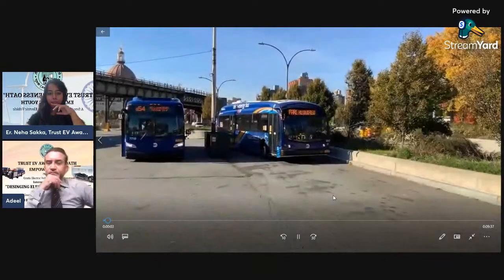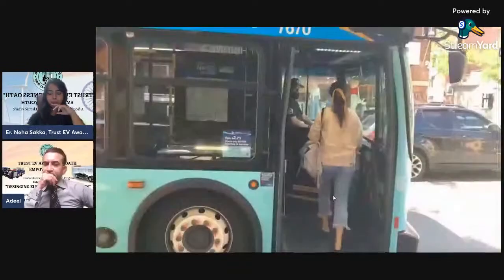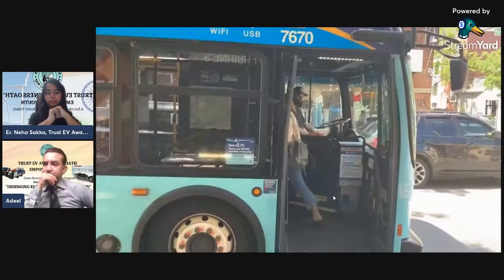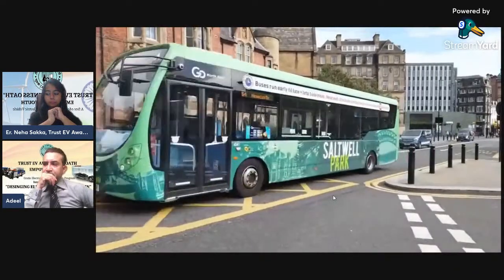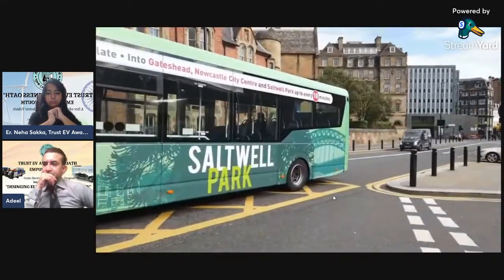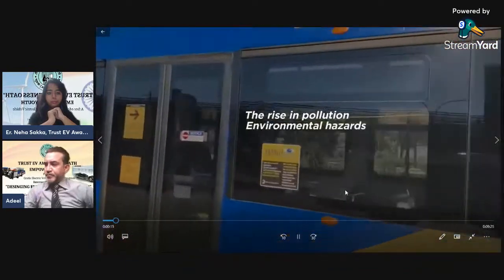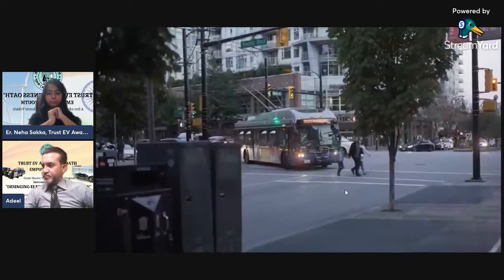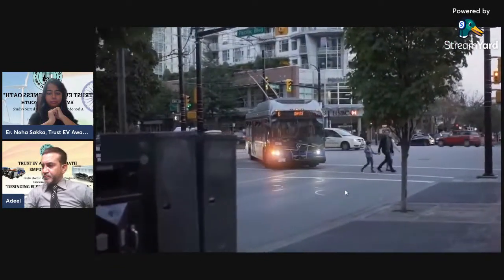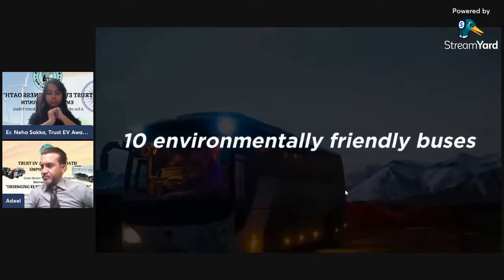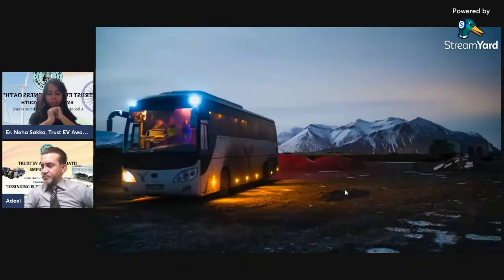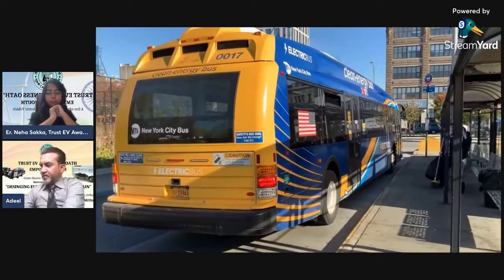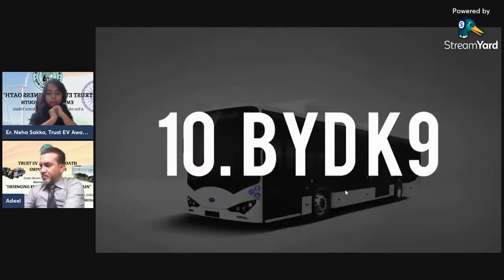Electric buses. Electric bus deployment represents a major trend in the international landscape of urban public transportation. Many companies are now focusing on electrification of their mass transit solutions, and several factors such as the rise in pollution and environmental hazards, stringent government regulations, and stiff competition have compelled several automakers to make environment-friendly buses. Here is a list of the top 10 environmentally friendly buses. You wouldn't want to miss the amazing facts about the number 1 bus on this countdown, and let's get down to it. At number 10, the BYD K9.